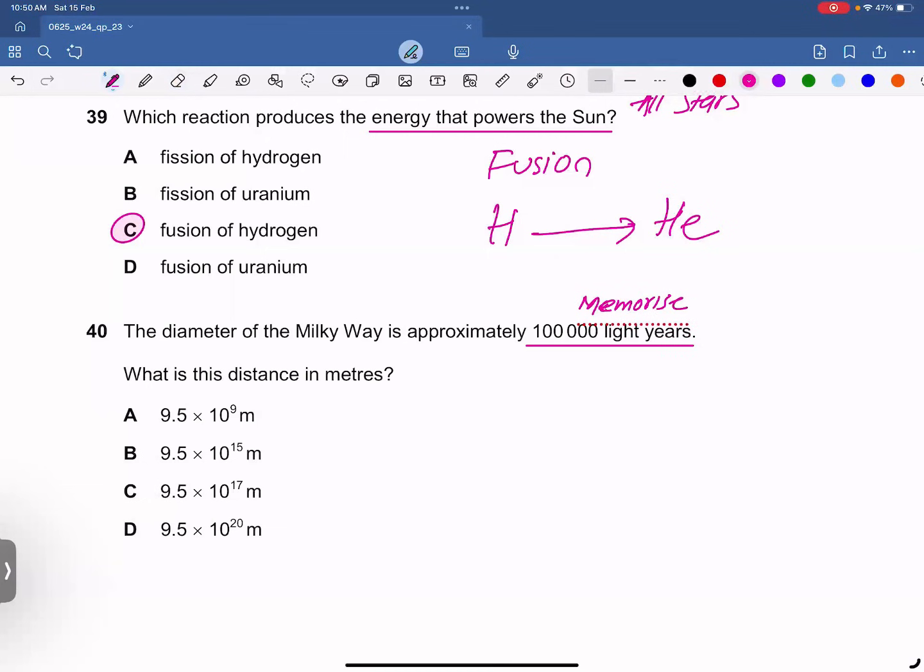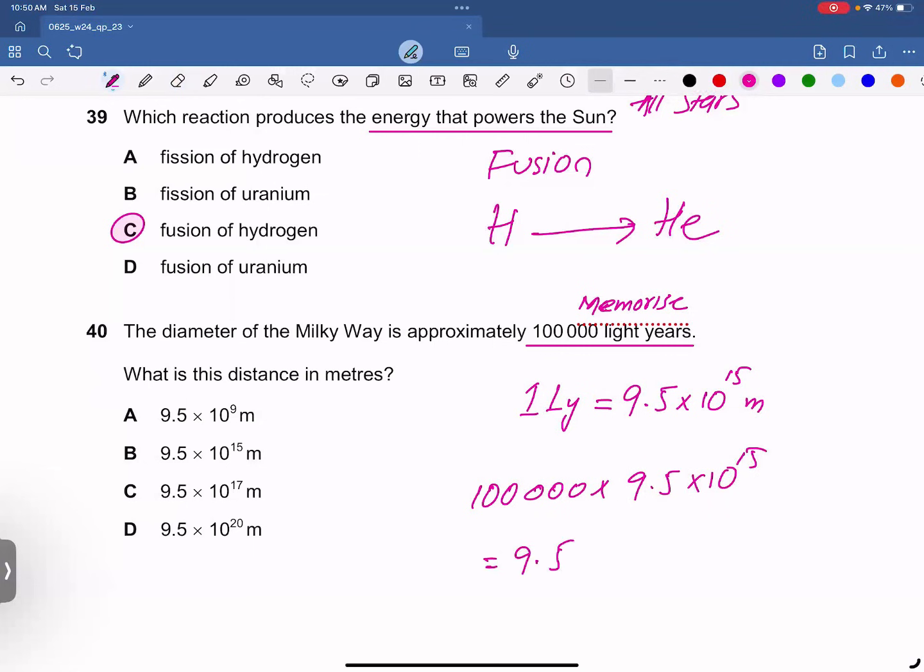Light years. What is this distance in meters? Dear students, if you remember, 1 light year, its value was 9.5 into 10 power 15 meters. So now you can convert them. So 100,000 light years means times 9.5, 10 power 15. The answer is 9.5 into 10 power 20. The right option is this. Dear students, you are also supposed to memorize as per your learning objectives of Cambridge.